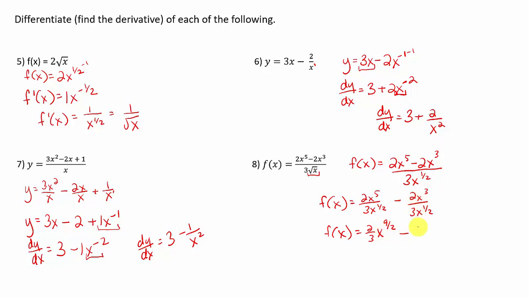Here, I'm going to leave the 2/3 here as well. And I'm going to have 3 minus 1/2. And that's going to give me x to the 5/2. Now I can take a derivative like normal. So we're going to write f prime of x, and 9/2 times 2/3 is really just 3, so that worked out nicely. X, and when I subtract 1, I'm going to have 7/2.